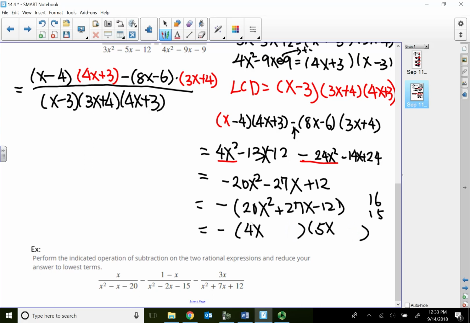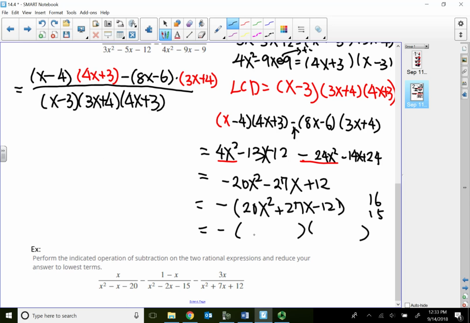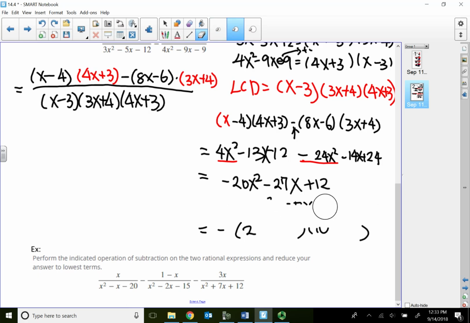Let's see. Maybe I'm not supposed to use 4 and 5 for the 20. Let's give this a try with a different number: maybe 2 and 10. And for the 12, I can use 3 and 4. Again, no matter where the 3 or the 4 goes, you're going to have a greatest common factor you don't have. So after we try all the ways, you can say that this cannot be factored.